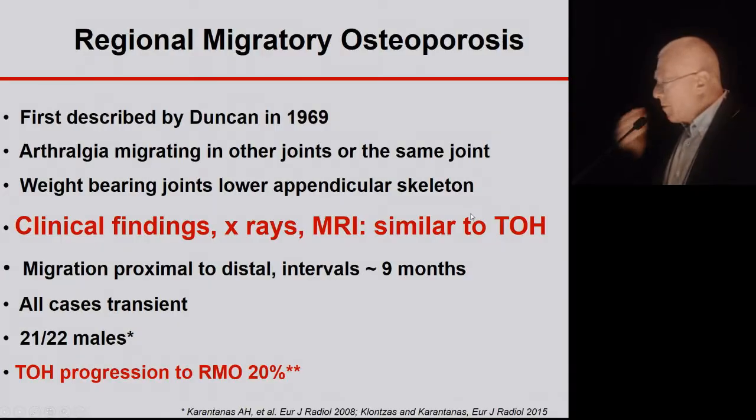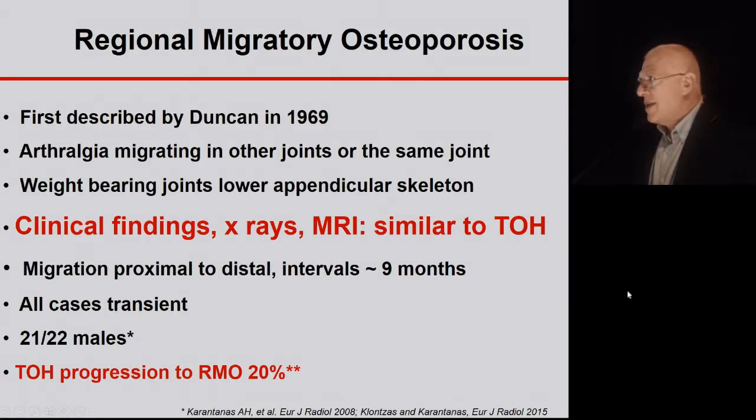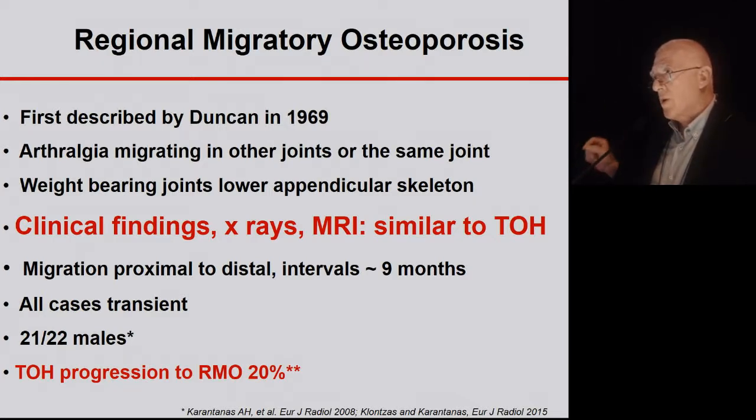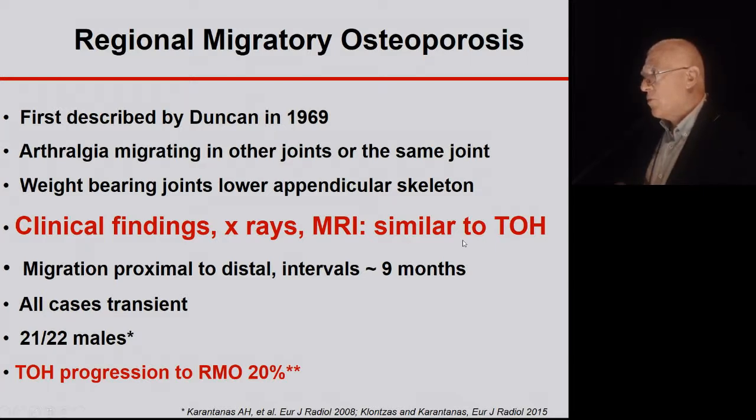Let's move now to regional migratory osteoporosis. About 1 decade later than the original description of transient osteoporosis, Duncan described a similar syndrome, which is characterized mainly by migration of the painful arthralgia. Later on, we found out that X-rays, scintigraphy, clinical findings, and MR imaging are similar to transient osteoporosis of the hip. And we cannot predict at which interval the migration will occur.